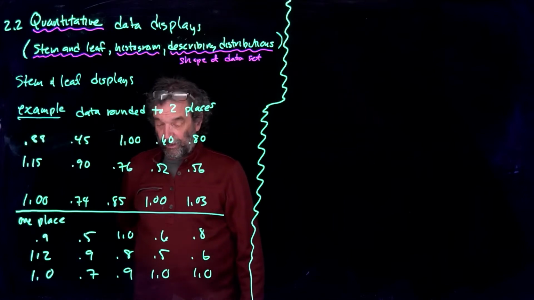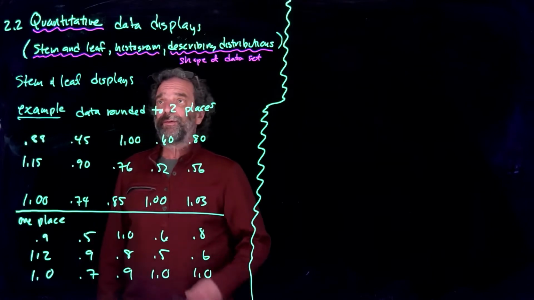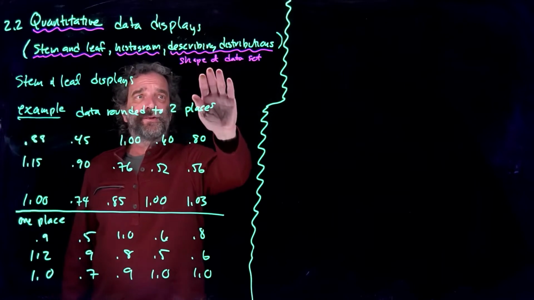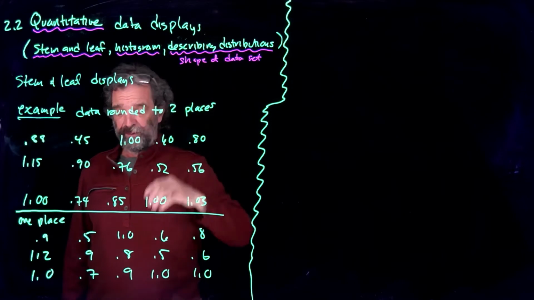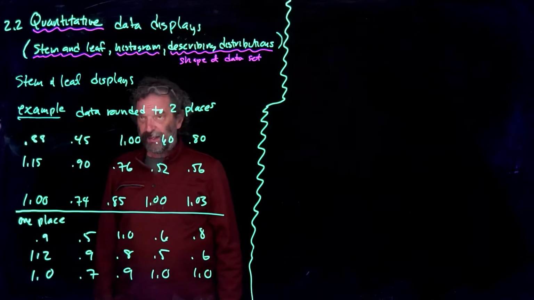Okay, we're in section 2.2, quantitative data displays. We'll be talking about stem and leaf displays, histograms, and describing distributions or the shape of a data set. To make stem and leaf displays, the first task is to round or truncate the data.